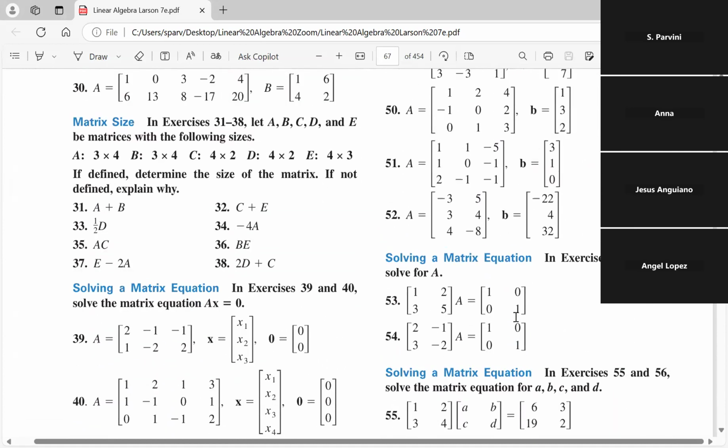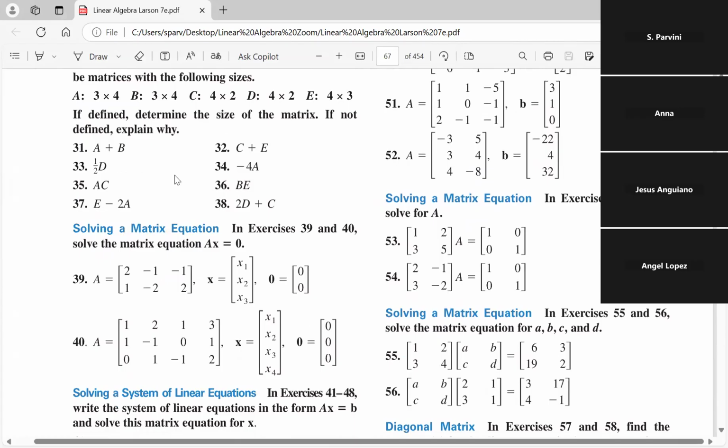In exercise number 40, there you have that one. The question reads in number 40, solve the matrix equation. So I'm going to write this down again on my paper. So this is exercise number 40. Matrix AX equals 0. All right. So matrix A is going to be a 3 by 4. That's going to be 1, 1, 0, 2, negative 1, 1, 1, 0, negative 1, and 3, 1, 2.